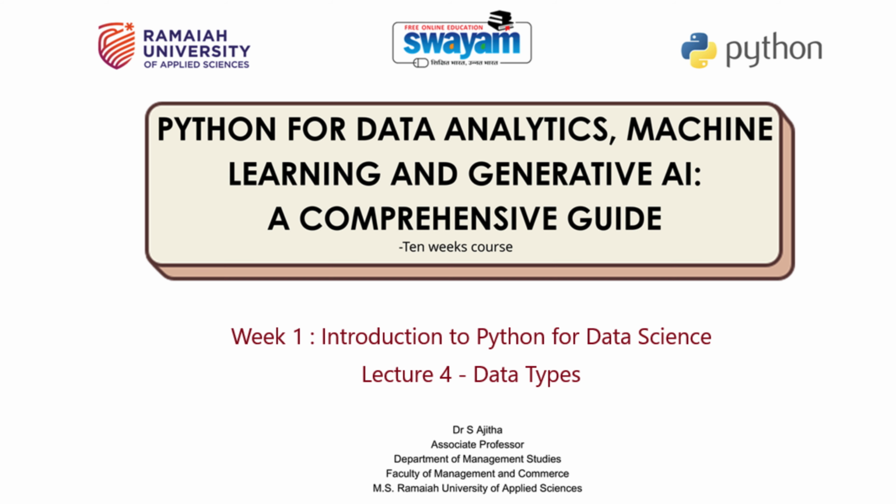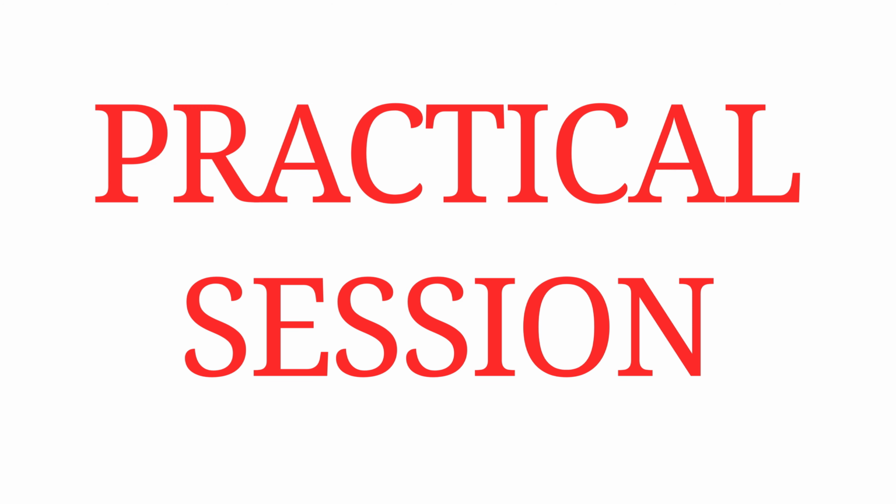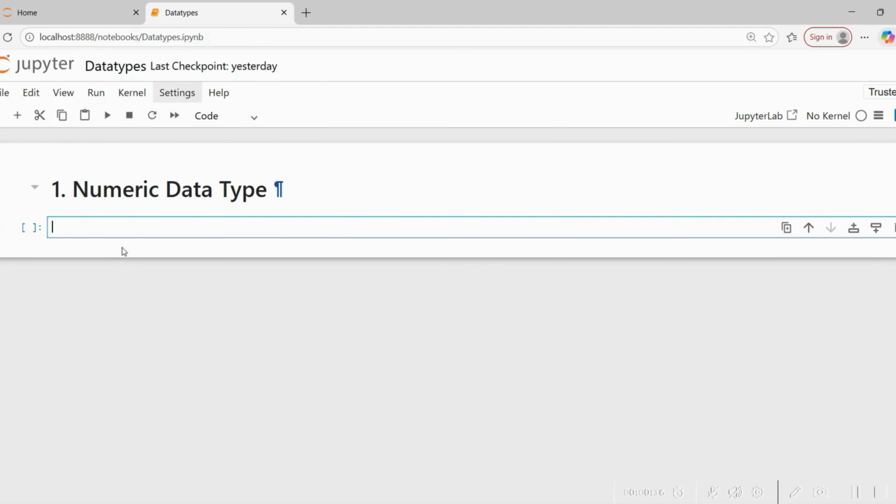In this session, we are going to learn about data types in Python. Numeric data types are used to store numbers in Python. Python mainly supports three numeric types: integer, float, and complex. Integer, which is represented as int.